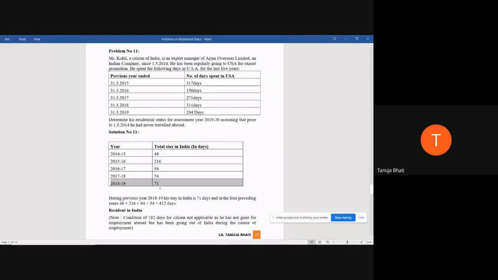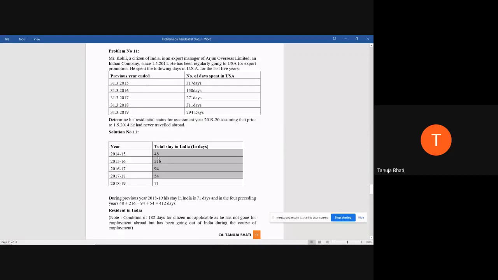So is he satisfying the first basic condition? No. Since it is not 182 days or more, it is only 71 days, hence he is not satisfying the first basic condition. Now let us see whether he is satisfying the second basic condition. The second basic condition is his stay in India for a period of 4 years preceding the relevant previous year. The relevant previous year is 2018-19. So preceding this, his stay in India should be 365 days or more.